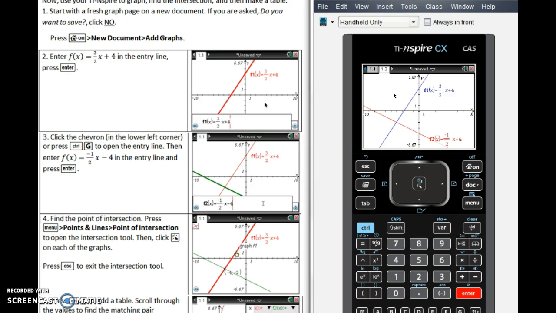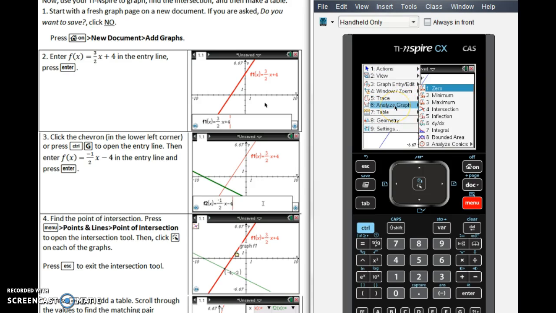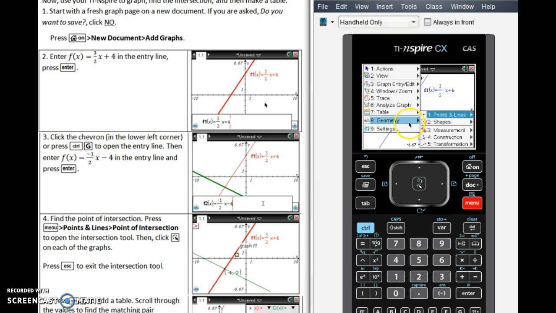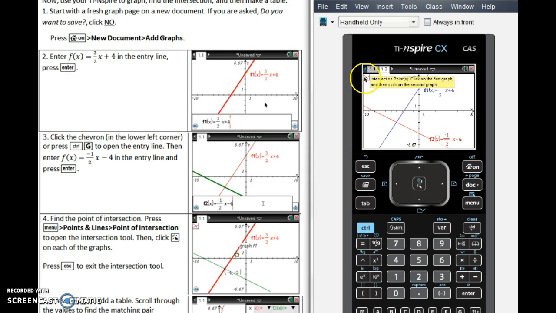There's a couple different ways to find the intersection points. One is under the menu command with Analyze Graph. You go to intersection point, click a value below, click a value above, and it'll show you that point, -4, -2. I prefer this method: I hit the menu key and then geometry, points and lines, and I go to intersection points. And if you don't know how to use a tool, it'll tell you how to use it here. Click on the two graphs, basically. Click the red graph, click the blue graph, and it shows you the point of intersection. It is -4, -2. So that's how you use your calculator to find the point of intersection.